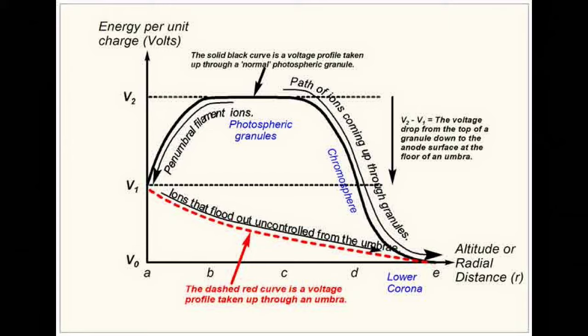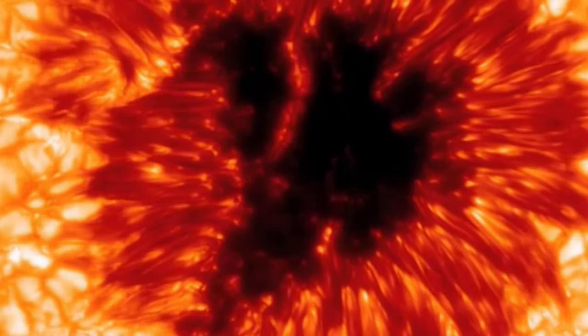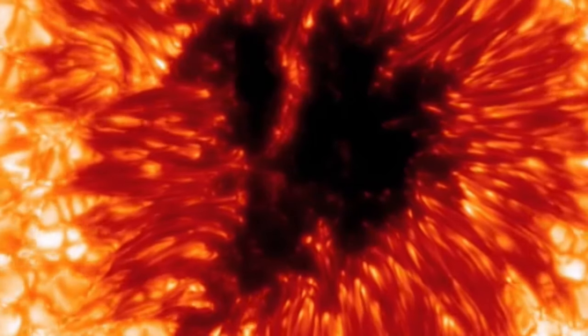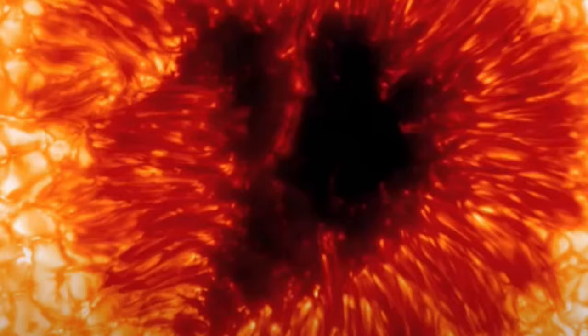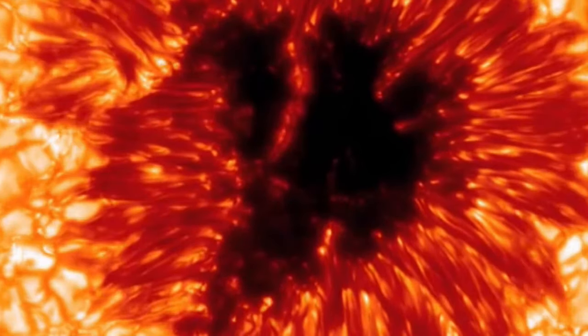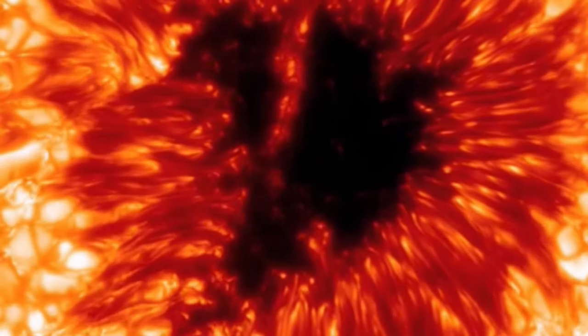Penumbral filaments. But what about the penumbra, those strangely shaped plasma filament cells surrounding the umbra, that remind us of the iris of a human eye? Starting just inside the Sun's body, some ions have barely enough kinetic energy to leave the body of the Sun by rising up to voltage level V2 or greater.